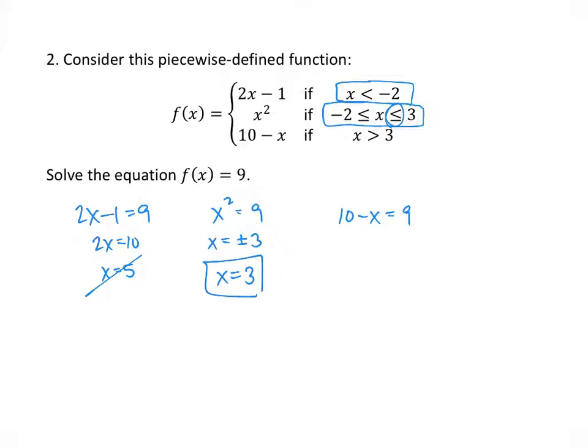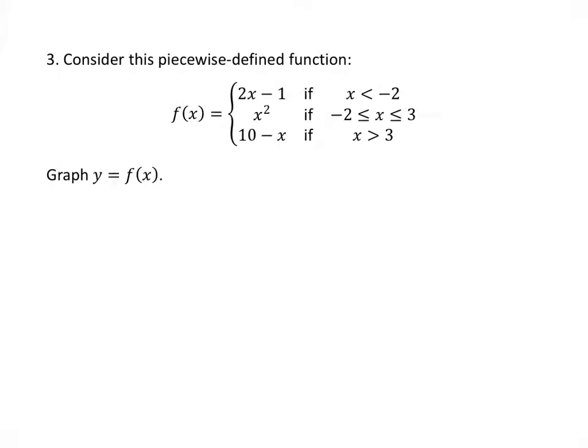And then finally, for this last case, we get 10 minus x equals 9. Add x to both sides, subtract 9 from both sides, and we get x equals 1. But 1 is not greater than 3, so we have to throw that solution away as well. And so the only solution that we get is that x equals 3.